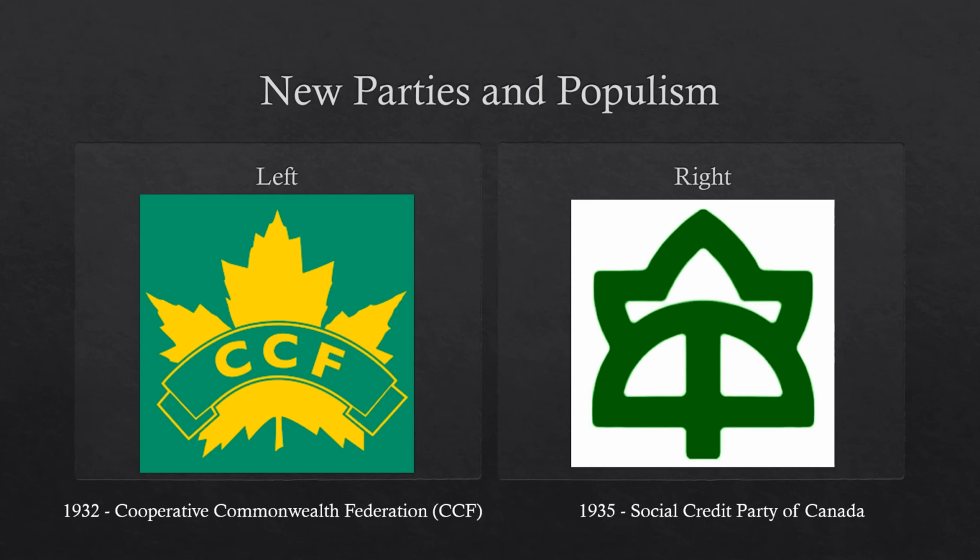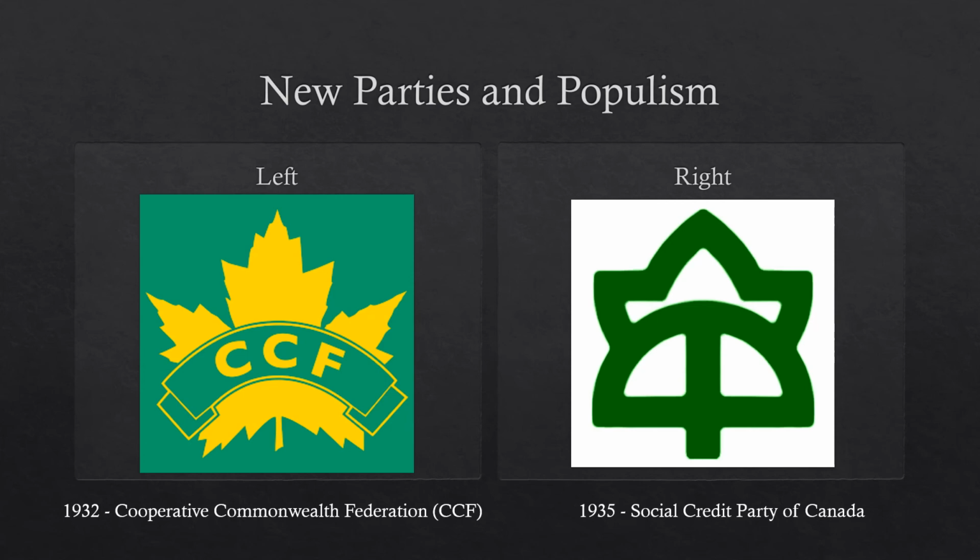Populism is a type of political approach that embraces mass appeal of ideas and often posits an us versus them, with the elites being the bad guys and the people being the good guys. On the left, we see the emergence of a new political party called the Cooperative Commonwealth Federation, or the CCF, in 1932. They were a party that embraced many socialist ideals. They were quite successful at the provincial level. Some provinces had CCF oppositions by 1939.